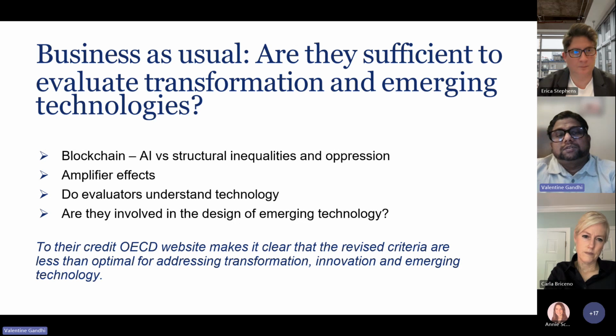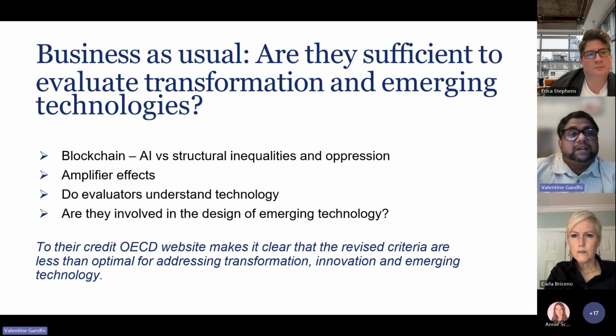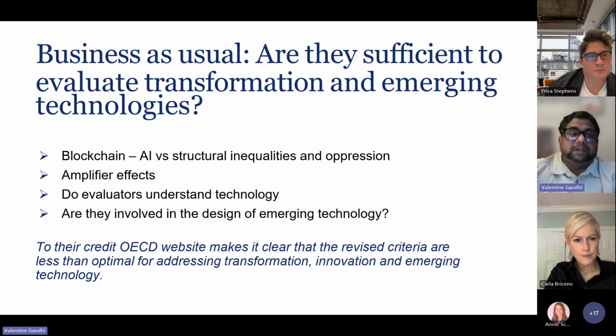They're not really sufficient to evaluate transformation or emerging technologies because of the structural inequalities, oppression, and amplifier effects. It doesn't cater to them, or the challenges that technology poses for evaluators. Maybe at Bixal we have an advantage because we have tech geeks that we can walk up to and ask about a technology, but in most development firms, they're exclusively development and they're not involved in the technology. The OECD acknowledges this, even on their website, saying our criteria are not equipped to address transformative changes, innovation, and emerging technology. So what are the criteria that we can consider?